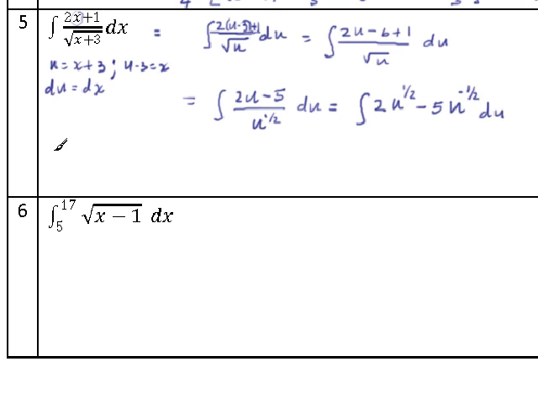So now we're ready for the power rule. Add 1, u to the 1/2 plus 1, that's 3/2, times 2/3, minus 5, u to the minus 1/2 plus 2/2 is 1/2. Divide by 1/2, multiply by 2. And now just replace u here and here by x plus 3. And that would be it.